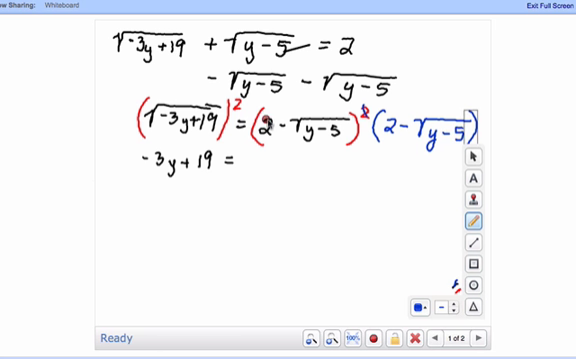Okay, so now we're going to go ahead and distribute this. We have 2 times 2, which is 4. And then 2 times the negative square root of y minus 5 is going to give me minus 2 square root of y minus 5. Remember there's like a 1 out of here, and so 2 times 1 is 2. Or you could think of it as a negative 1. 2 times negative 1 is a negative 2.